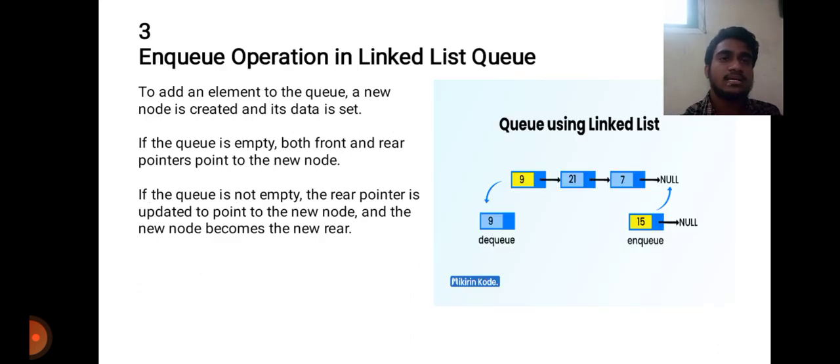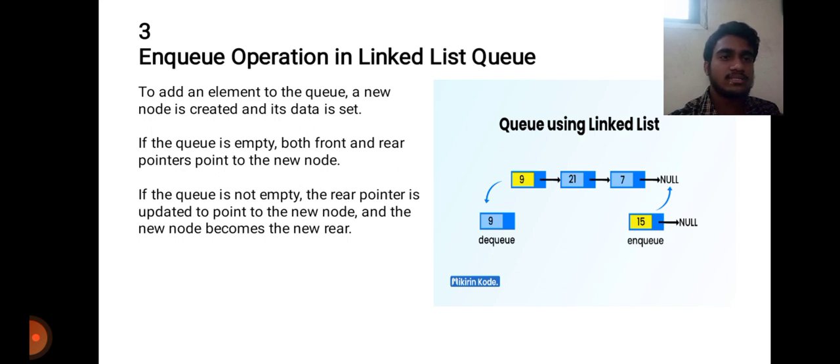NQ operation in linked list queue. To add an element to a queue, a new node is created and its data is set. If the queue is empty, both front and rear pointers point to the new node. If the queue is not empty, the rear pointer is updated to point to the new node, and the new node becomes the new rear.